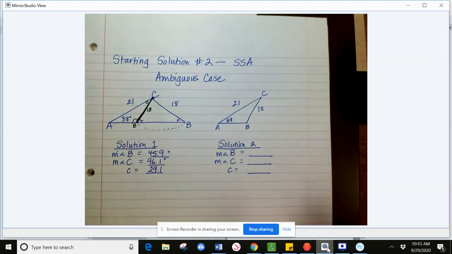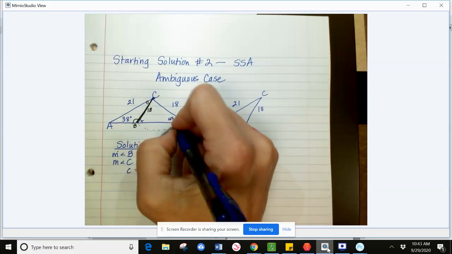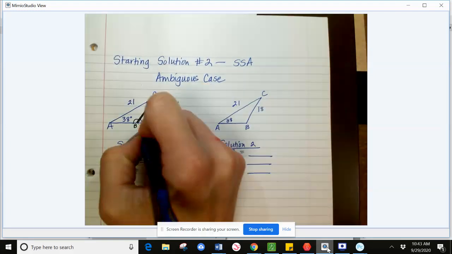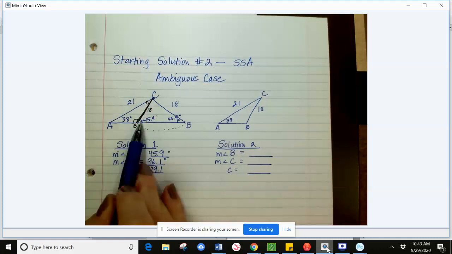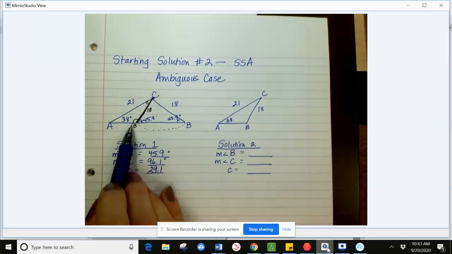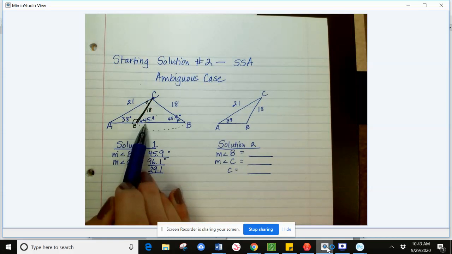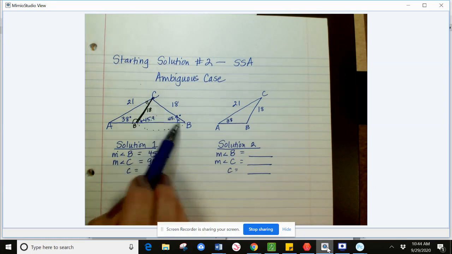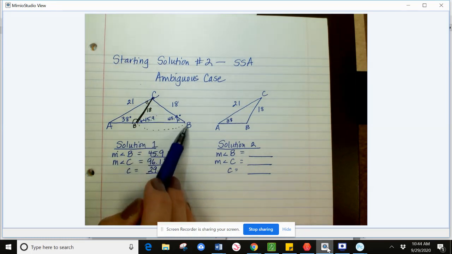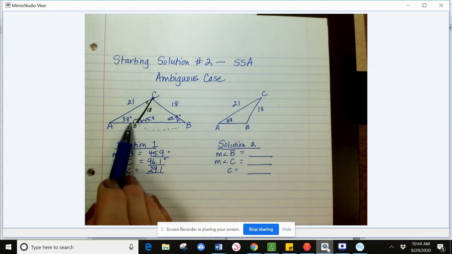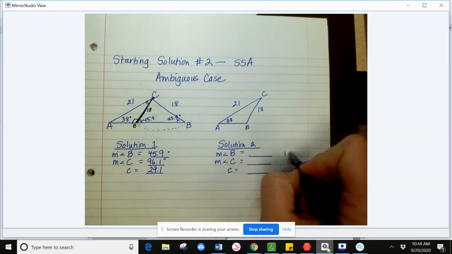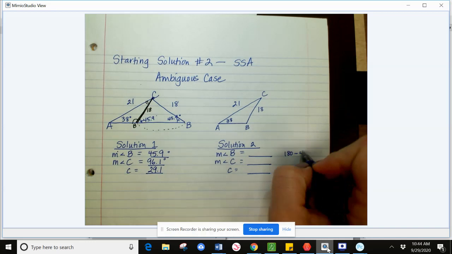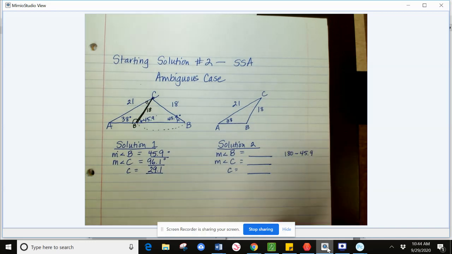We already found that angle B was 45.9 degrees. So if you know this is 45.9, easily you could find this other angle B that it could be by doing 180 minus 45.9. It's really not necessary to do this entire step, though, if you realize that because they are congruent, this angle B is also supplementary to your new angle B. You can just go right to the step where you take 180 minus your 45.9 degrees. So 180 minus 45.9.